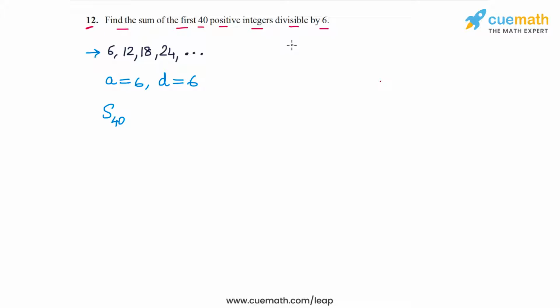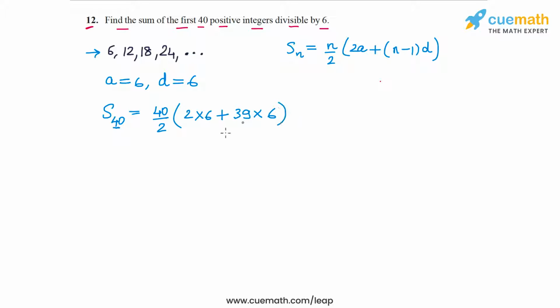So we are going to use the formula: Sn, the sum of n terms of an AP, is equal to n by 2 times (2a plus (n minus 1) times d). So this is what we're going to use. So S40 will be equal to 40 by 2, because n is 40, times (2a, so 2 into 6, plus (n minus 1), so n is 40, so n minus 1 is 39, so 39 into d, which is 6). So this is the expression that we get for S40.